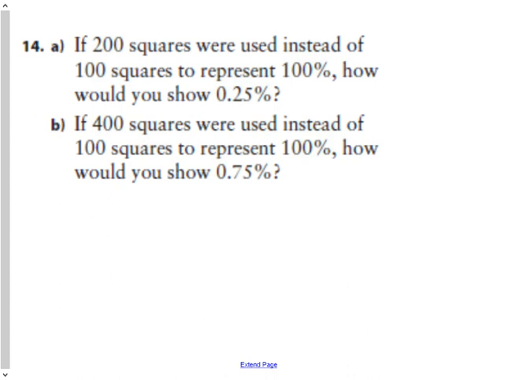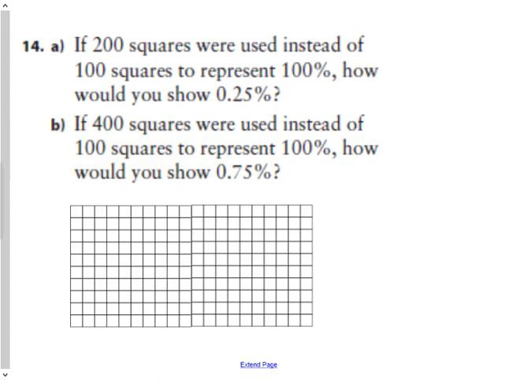Question 14 says, if 200 squares were used instead of 100 squares to represent 100%, how would you show 0.25%? Well, this is exciting. So now our whole unit is no longer a denominator of 100. Here, our denominator is now 200 parts, okay? So how many parts out of 200 would you need to represent 0.25%? Well, if I ask the first question, how many parts out of 100 do you need to write? You would need to have 0.25 out of 100, right?